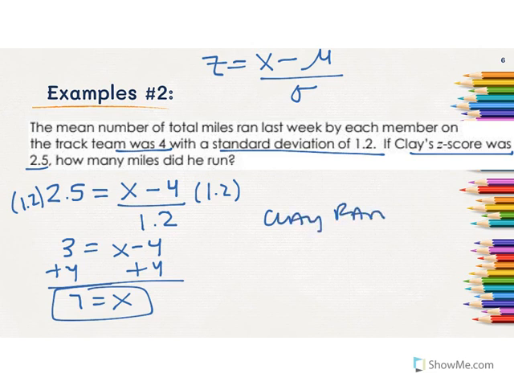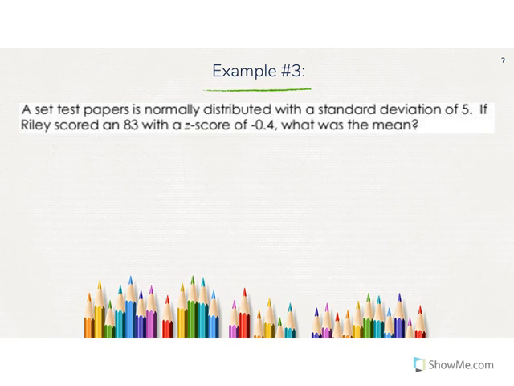ran 7 miles. And I want you to make sure you are writing complete sentences, because that's how you actually know what's going on. It's asking how many miles did he run? Well, Clay ran 7 miles. Now let's go to our next example.